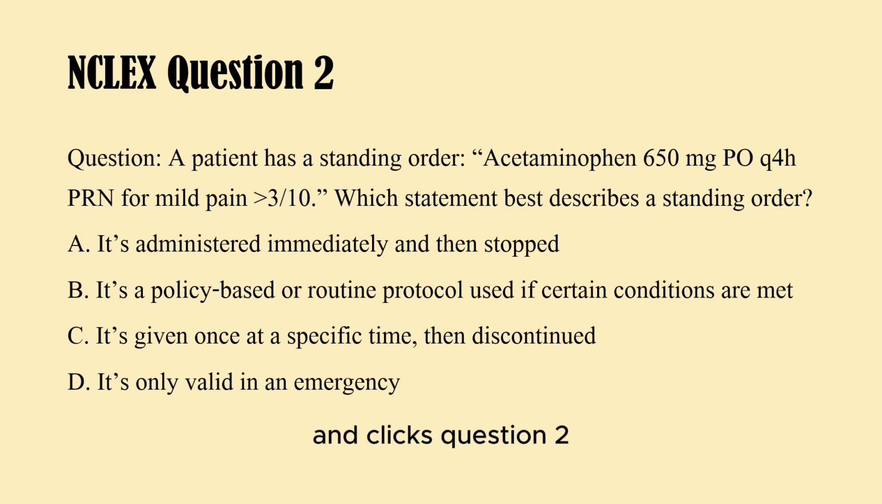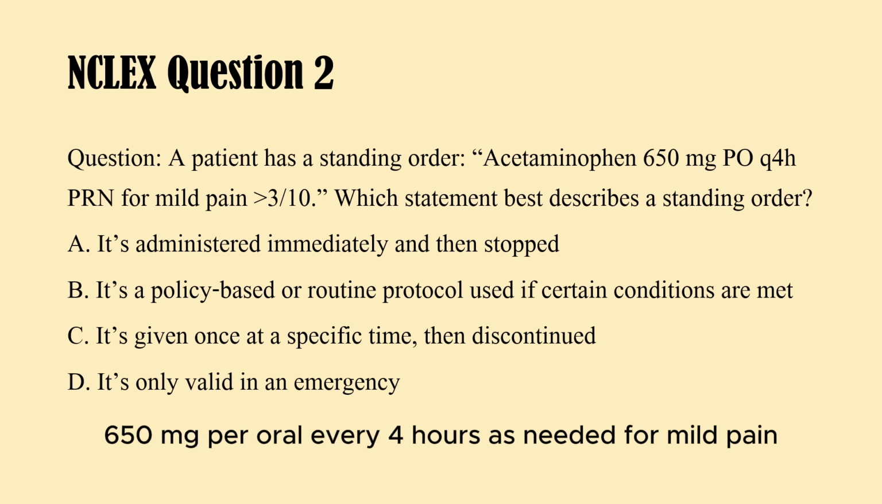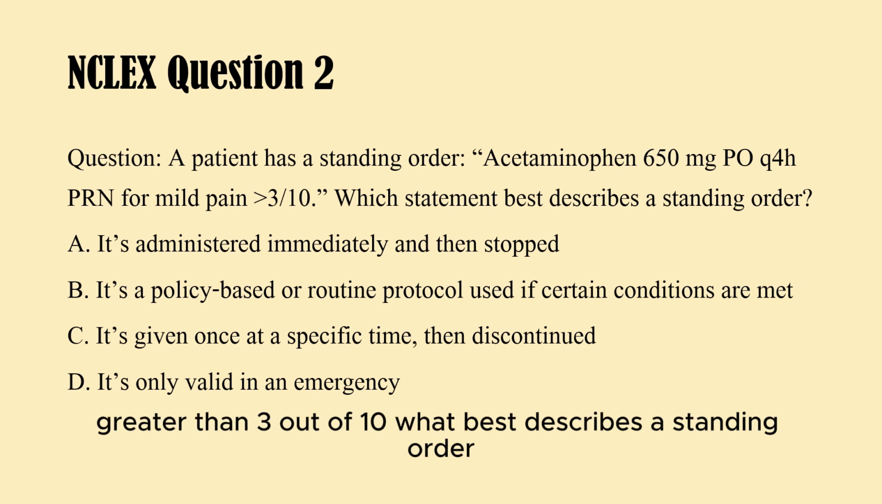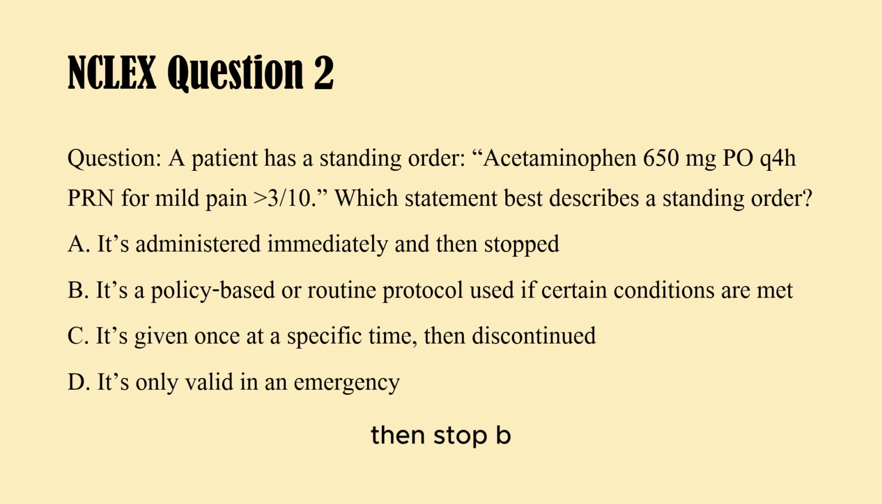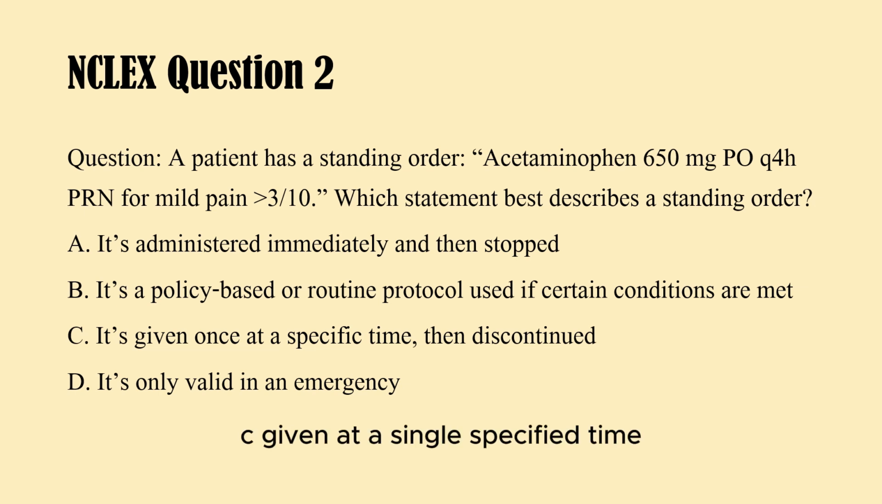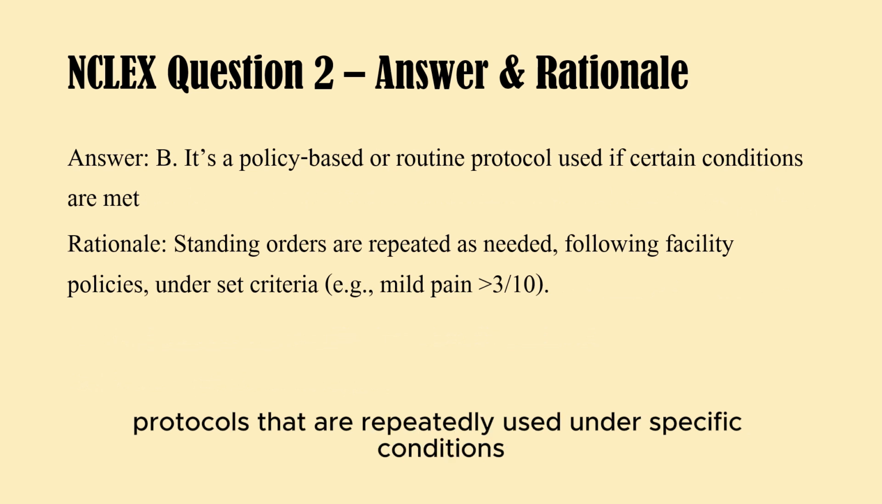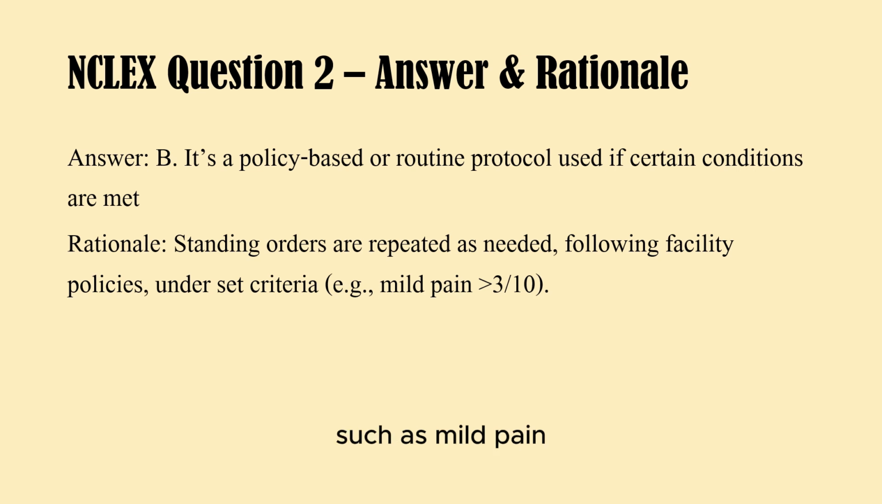NCLEX Question 2. A patient has a standing order for acetaminophen 650 milligrams per oral every 4 hours as needed for mild pain, greater than 3 out of 10. What best describes a standing order? A. Administer once, then stop. B. Policy-based or routine for certain conditions. C. Given at a single specified time. D. Valid in emergencies only. The correct answer is B. Standing orders function as policy-based protocols that are repeatedly used under specific conditions, such as mild pain.